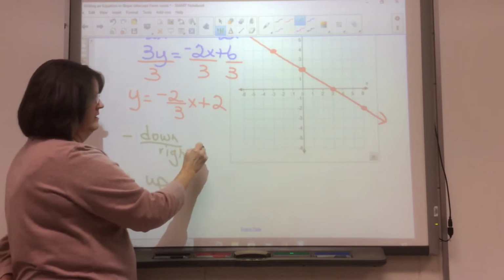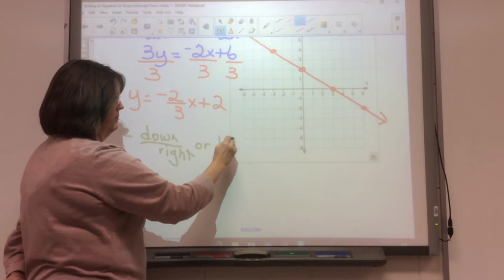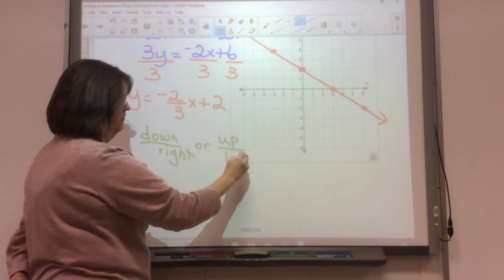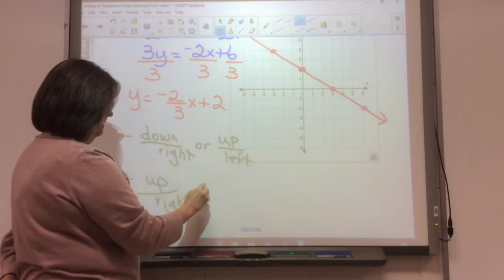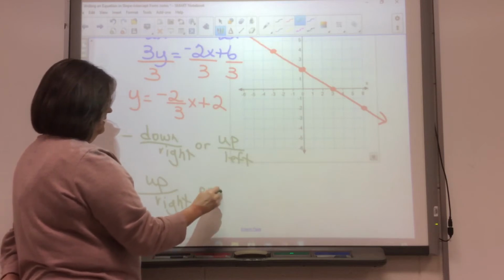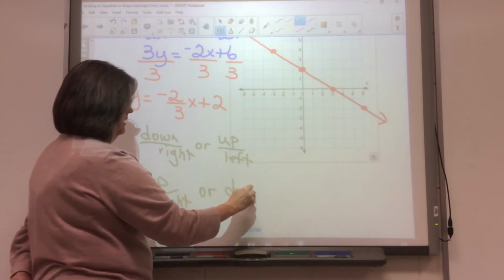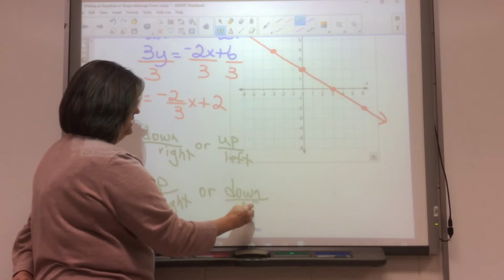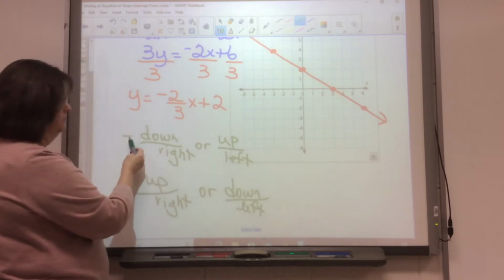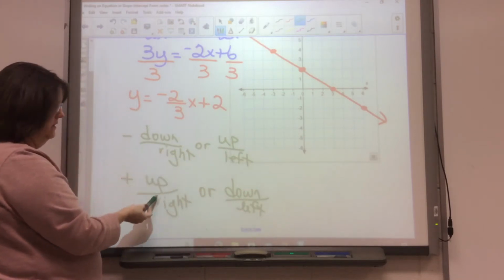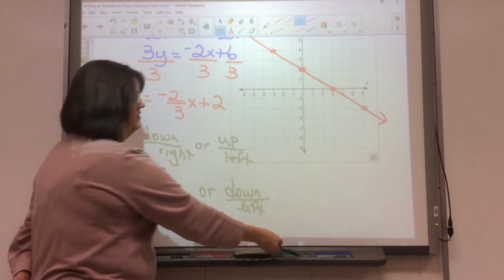Now, if you can't go down and right, you will go up and left. You'll just go the opposite of what you've memorized there. Or this one will be down and left. So you just have to remember down, right, up, right. Down, negative. We think of down as negative and up as positive. So you just have to go the opposite of that.